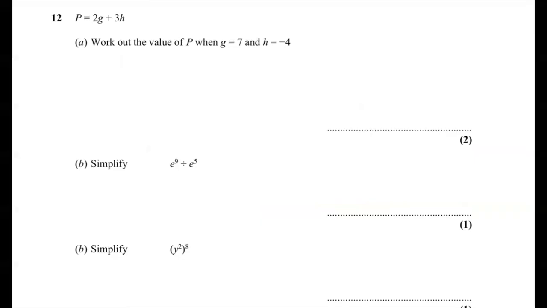Okay, when we substitute, we want to show what we're doing. We're going to be doing 2 times G plus 3 times H. So 2 times 7, which is 14, and 3 times minus 4. 3 fours are 12. We've got 1 negative, so it's going to be minus 12.